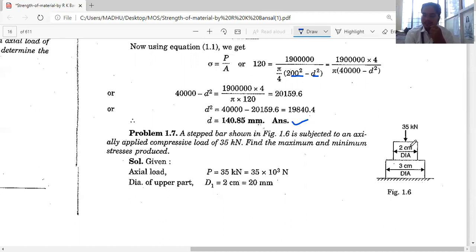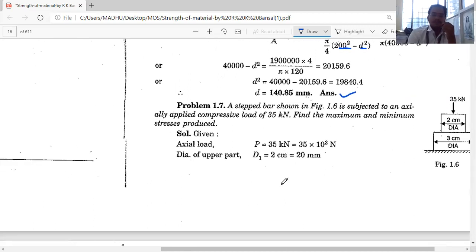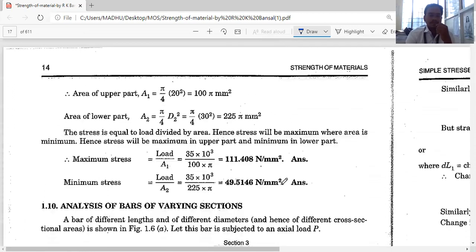It is 3 centimeters diameter, 2 centimeters diameter, and the load applied here is 35 kilonewton. Then find the maximum and minimum stresses produced. Load P is equal to 35 kilonewtons. D1 is 12 centimeters. Now, area of upper part A1 is equal to 100 pi mm square. Area of lower part is pi by 4 into 30 square, which is equal to 225 pi mm square.